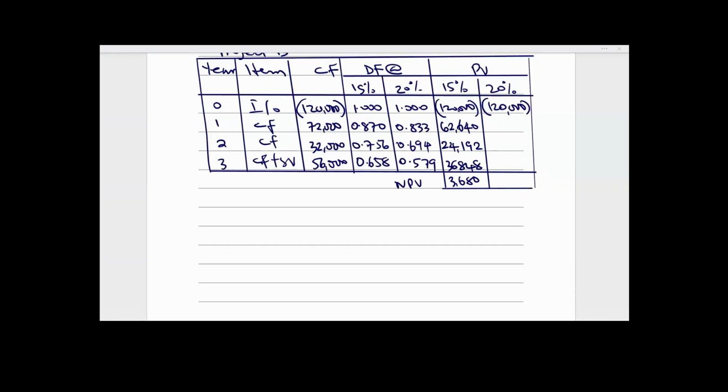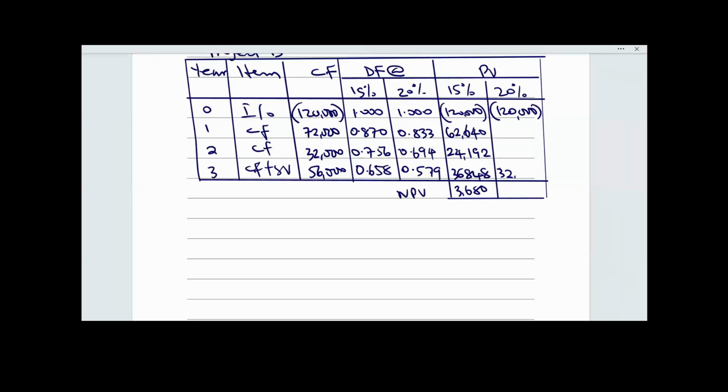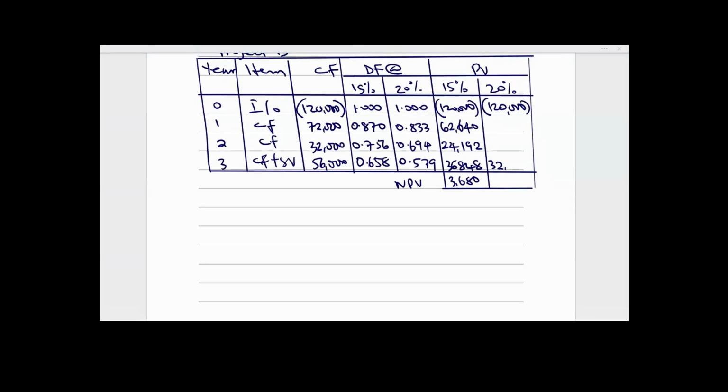59,976. You said 59,976. Year 2, 16,789. Year 2 is what? 22,208. So add it up.